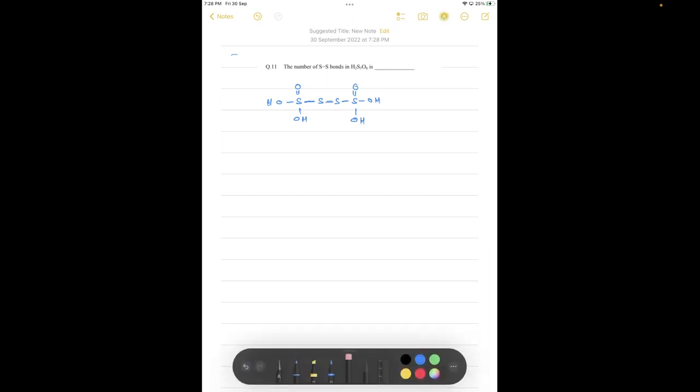So the number of S-S bonds means, this is one S-S bond, 2, 3. No, H2S5, 1, 2, 3, 4. So in this case, there will be just 4 S-S bonds.